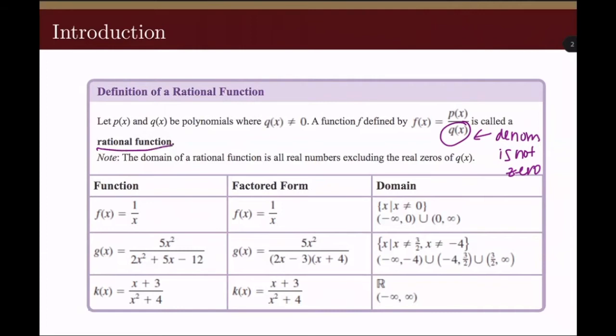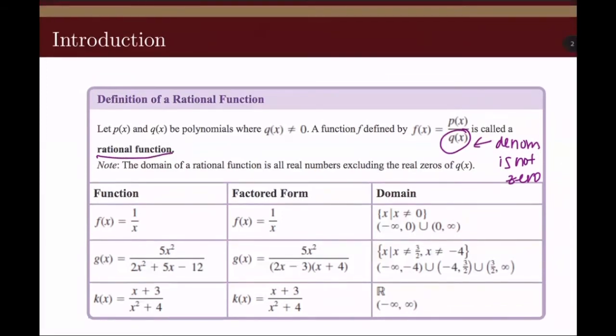Some examples of rational functions would be like, you could have f of x equals x squared plus x minus 1 over x plus 7, right? So this would be p and this would be the q. That's all it's saying. Okay, so the domain of a rational function is all real numbers excluding all the real zeros of q because the denominator cannot be 0.